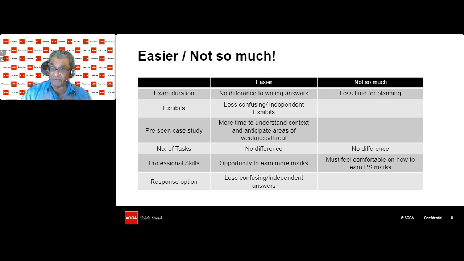Professional skills, again: 4 marks each time, and therefore more opportunity. It's easier to earn 2 or 3 marks out of 4 than 1 mark out of 2, or 2 marks out of 2.